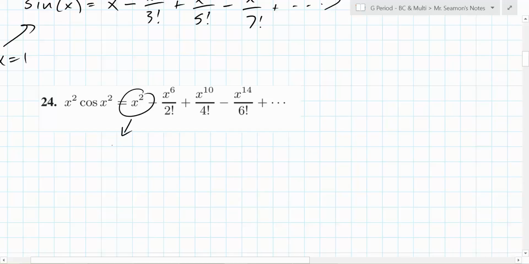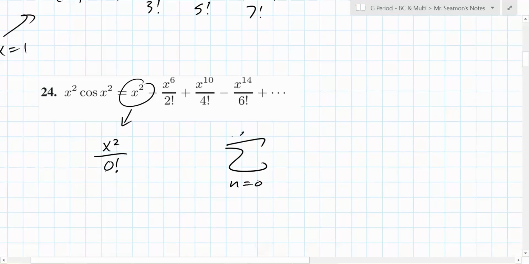So what would that be right there? That would be x squared over what? 0 what? Factorial. Okay. So we're dealing with the sum. Let's go from n equals 0 to infinity. And that's a terrible infinity sign. Can someone tell me what the denominator should be? That's relatively straightforward.